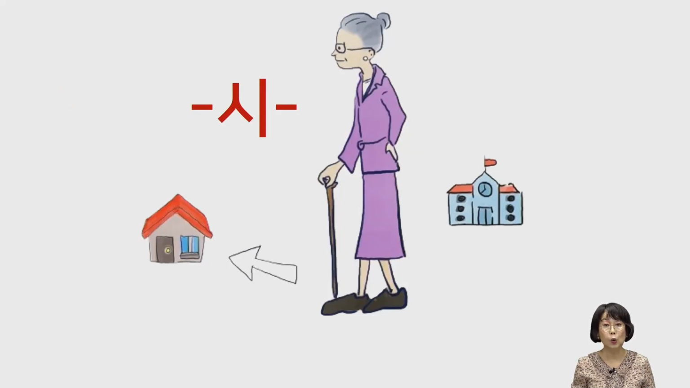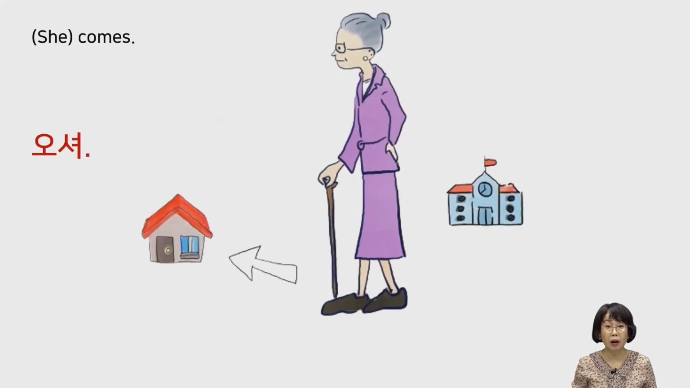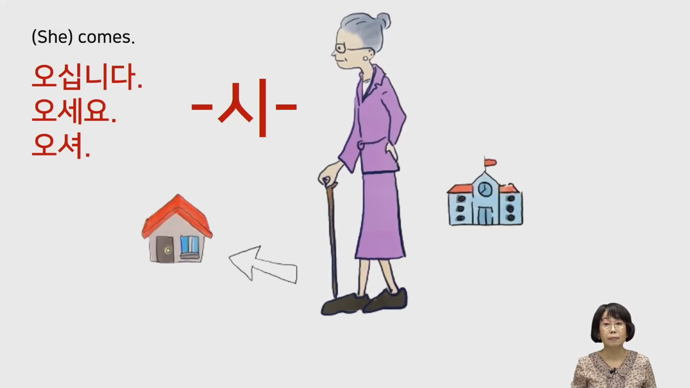To show respect to the subject of your sentence, you can use 시. 오셔, she comes. 오세요. 오십니다.